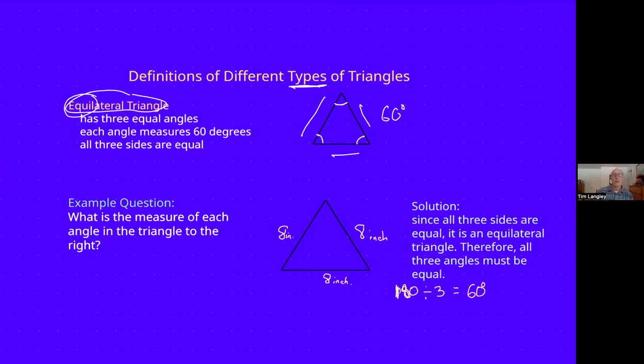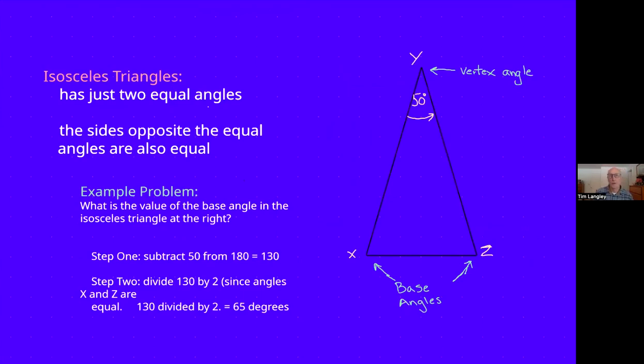All right, we have another type of triangle. So go ahead and pause the recording, take your time, copy all this down, then press play.